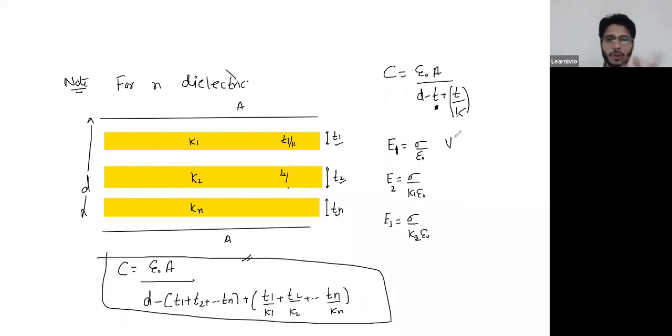For potential, you just multiply field with separation. It will be like sigma by epsilon naught into D minus the thicknesses. If the total separation is D and the thickness of each dielectric is T1, T2, Tn, then the separation left for air is D minus (T1 plus T2 plus Tn). The whole separation is D, the dielectrics have thickness T1 plus T2 plus Tn, so air has separation D minus (T1 plus T2 plus Tn). So this is how these terms arise due to n dielectrics.